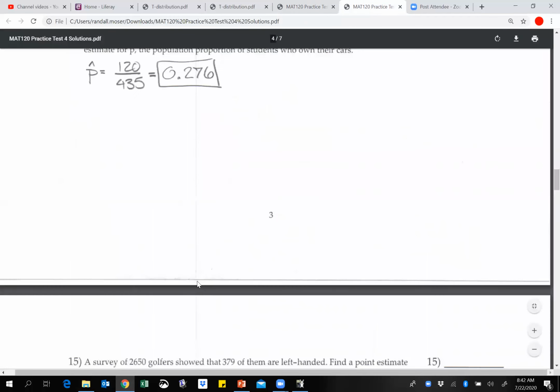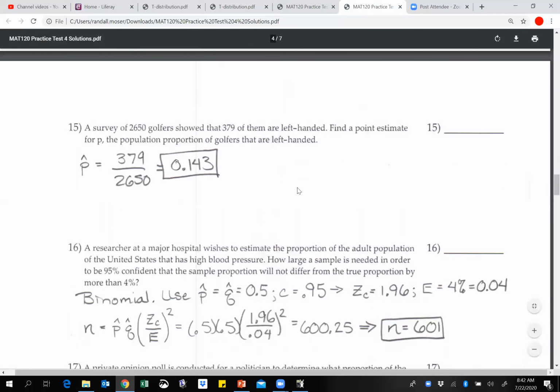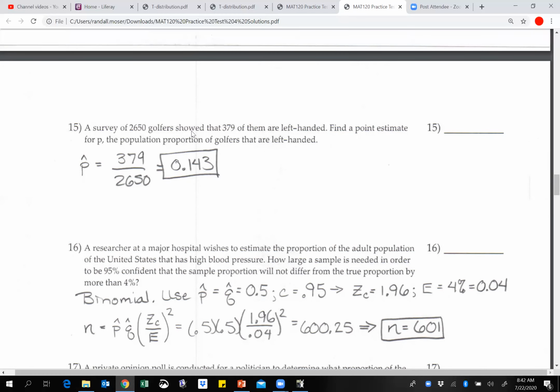15 is kind of the same thing. They want another point estimate for p. That's what we call p hat. If it's 2,650 golfers, 379 of them are left-handed, then that sample proportion is going to be 379 divided by 2,650, and that's going to give us 0.143.